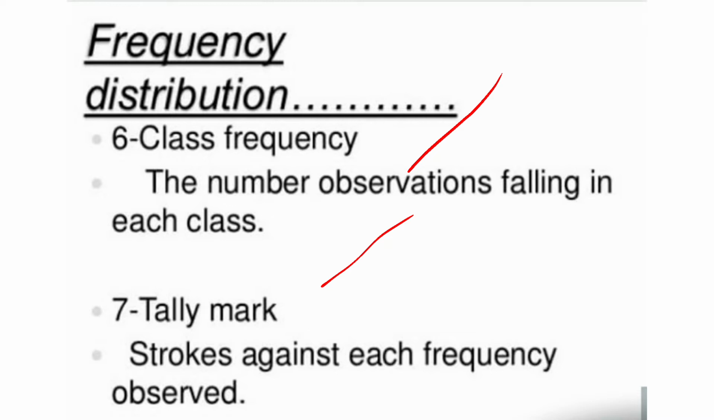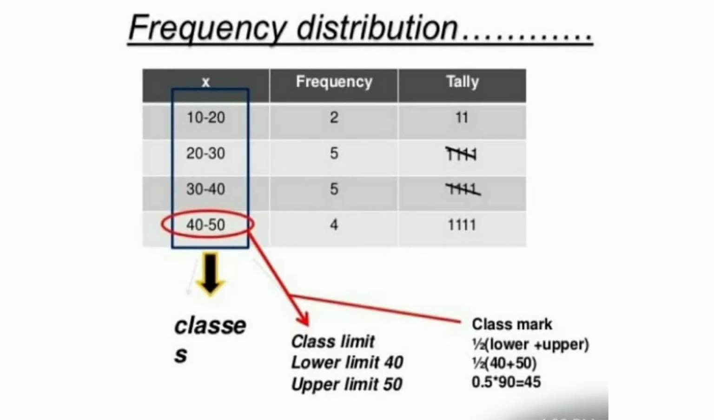Okay, next is tally mark. So tally mark helps in computing the number of observations. In binary and all you will be learning, for 1, 2, 3, 4 you put strokes, and for 5 you will be doing like this. So like that, for tally marks you have to put strokes against each frequency observed.